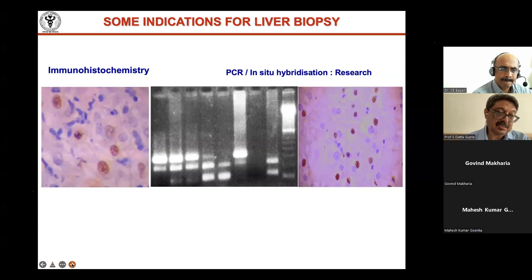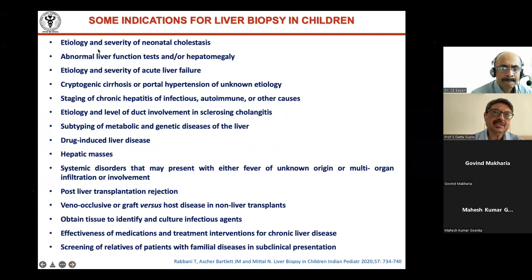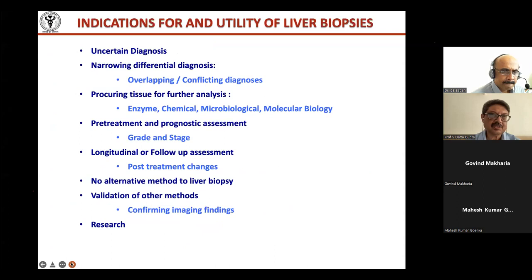In children, of course, the indications are a bit different. For example, it's used in various cases of neonatal cholestasis, in certain cases of cryptogenic cirrhosis, especially due to metabolic liver diseases. You can stage chronic hepatitis like in adults, and etiology of duct involvement in certain cases, drug-induced liver disease as in the adults, and masses, and so on and so forth.